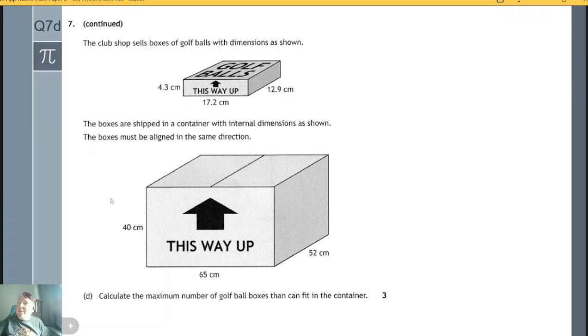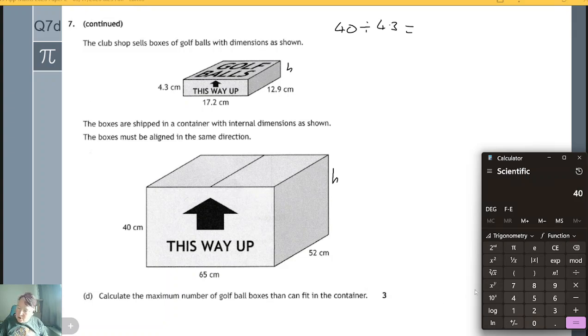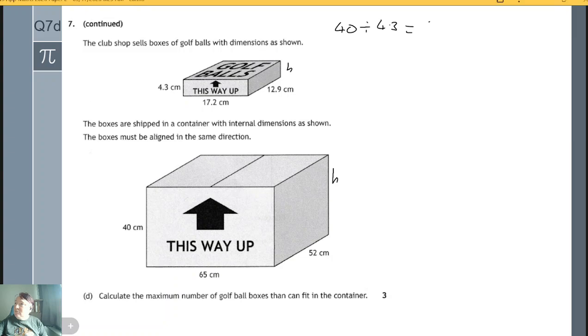So let's work out the height first. For a height of 40, we're going to have 40 divided by our 4.3, and we'll see how many we can fit in that way. 40 divided by our 4.3 is 9.3. So that is therefore 9 high, because you don't get 0.3 of a box.